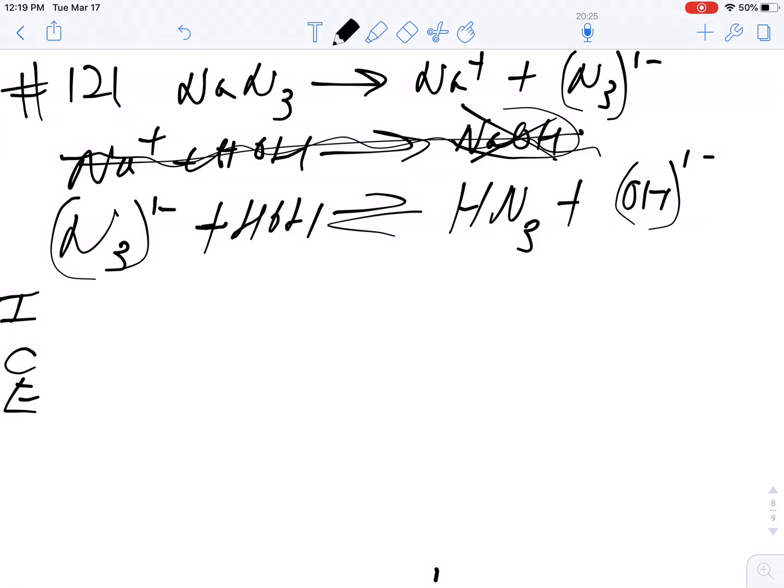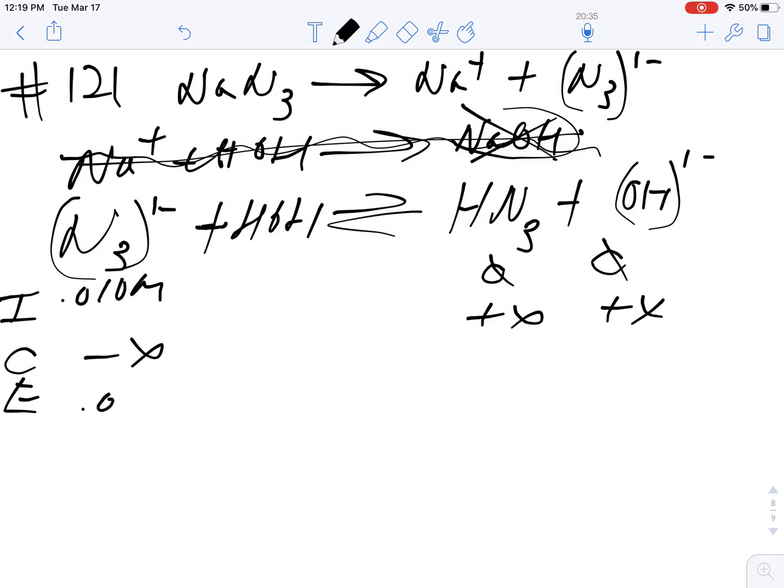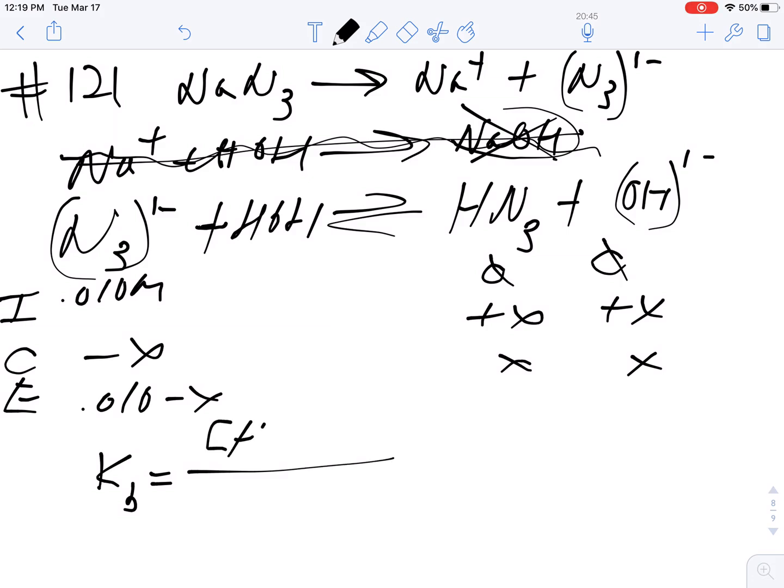N3 minus is 0.010 molar, 0 of this, 0 of this, minus x, plus x, plus x, 0.01 molar minus x, x, x, and then my Kb expression is going to be HN3 over OH minus over N3 minus.